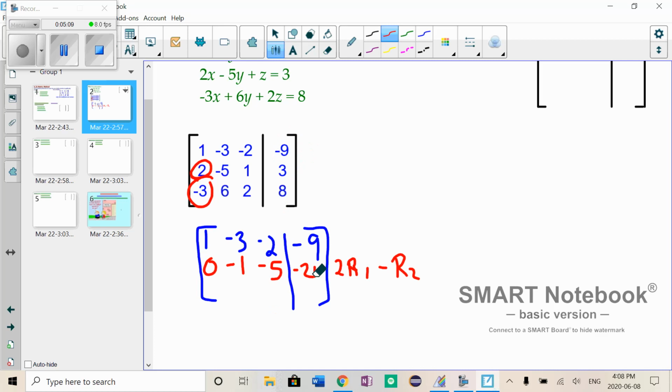Okay, now I'm going to do the same thing, but this time I'm going to do 3 times this row and add it to this row. So I'm going to do 3 times row 1 plus row 3. So 3 times this row plus this row is 0. That's good. That's what I was aiming for. 3 times this one is negative 9 plus 6 is negative 3. 3 times this one is negative 6 plus 2 is negative 4. And 3 times this one is negative 27 plus this one is negative 19.